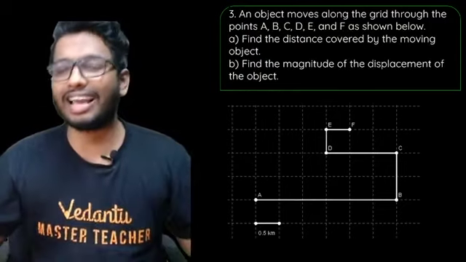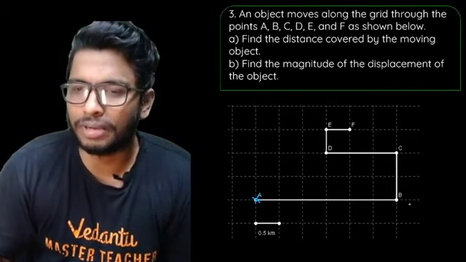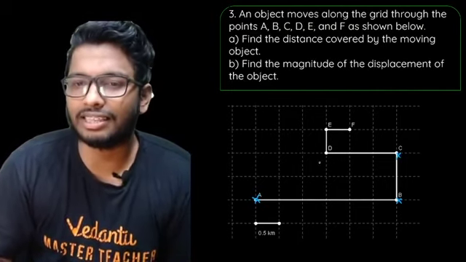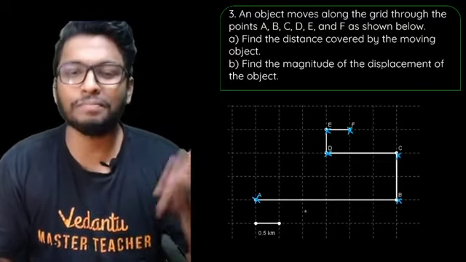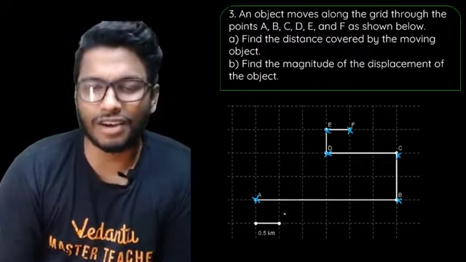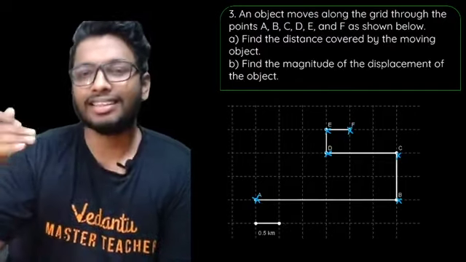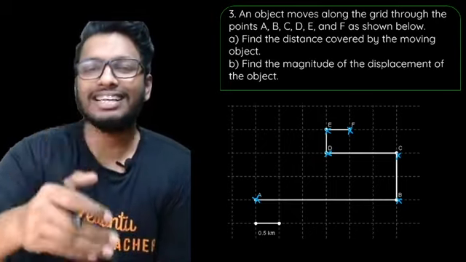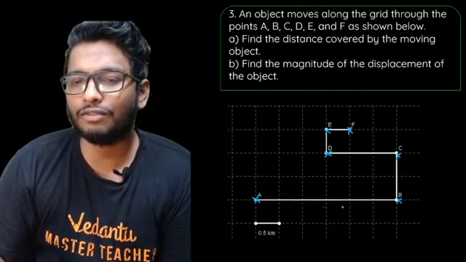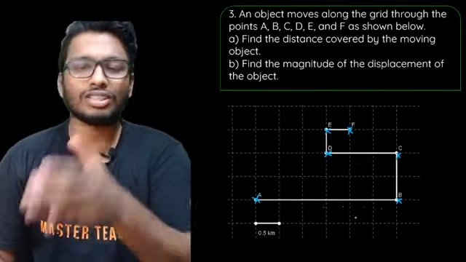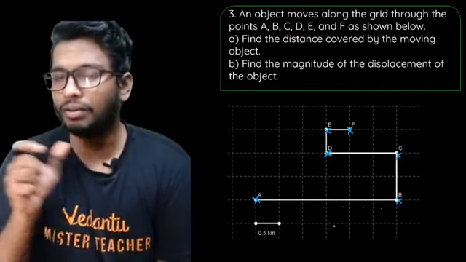To calculate the distance, it's actually pretty simple. You have to find the distance from A to B, then B to C, then C to D, then D to E, and then E to F as well. Each grid is 0.5 kilometers. So just calculate how many grids there are between each pair of points. Here from A to B, there are 1, 2, 3, 4, 5, 6 grids. So 6 into 0.5 gives you the distance between A and B.